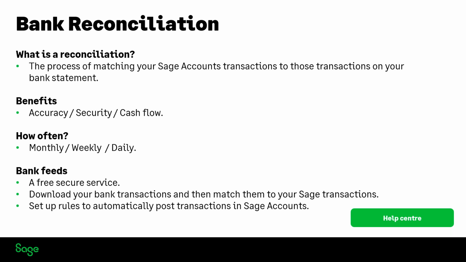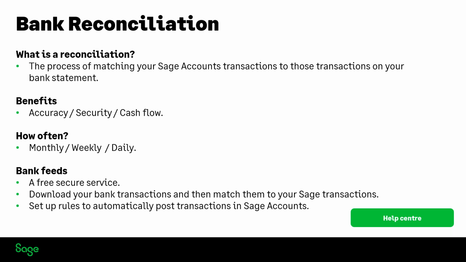Benefits-wise, it means your accounts are accurate, because everything that's on your bank statement is then entered in Sage. Security-wise, everyone's heard about bank accounts being hacked and fraudulent payments going out, so it's a good security check. You're working through that bank statement, making sure that everything on it should be there. And for cash flow purposes, by reconciling, it gives you an idea of what's left to clear your bank account, or what has and what hasn't. So it gives you an idea of that cash flow position.